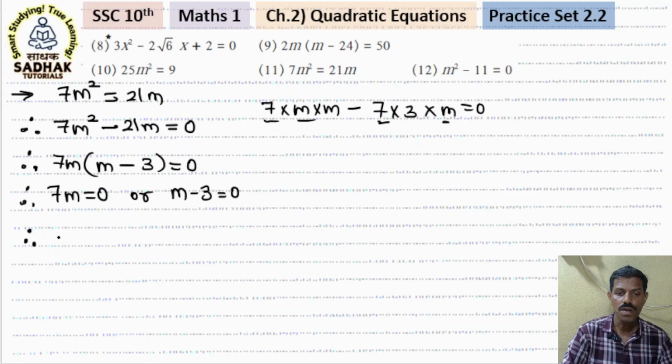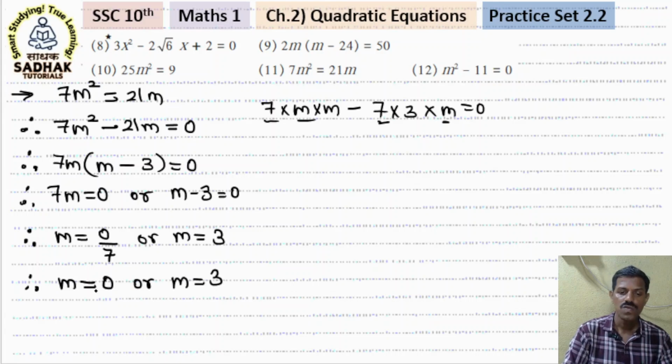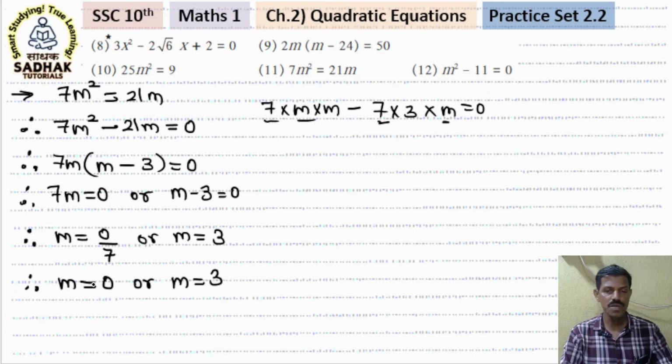So therefore now this m will be 0 upon 7, okay, or m is equal to this minus 3 will go on the right hand side, it will become 0 plus 3, so that is 3. Now we know that when 0 is divided by any number, the answer is 0 only. So m is equal to 0 or m is equal to 3. So these are the two roots, possible roots of the given equation.